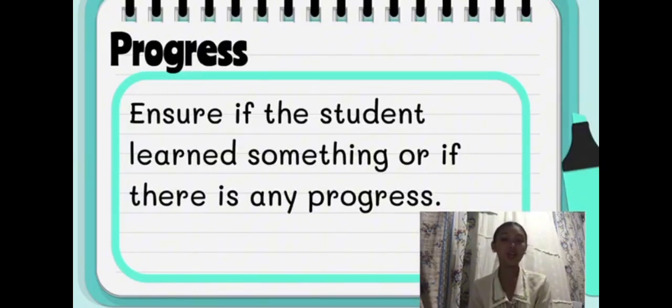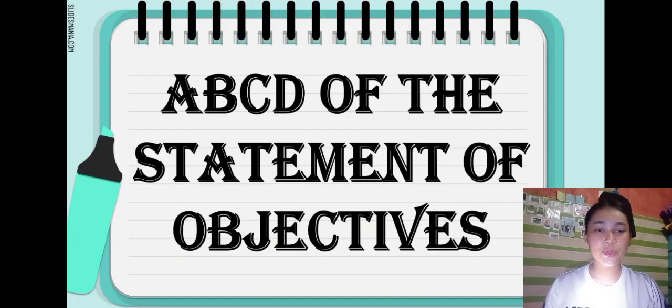Progress can give the teacher information that can help the students learn more and learn faster. It helps the teacher teach more effectively and make better decisions about the type of instructions that will work best with your students. So next, we are going to tackle the ABCD of the statement of objectives.